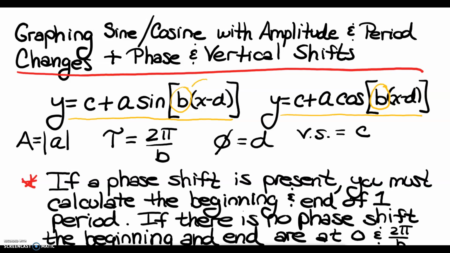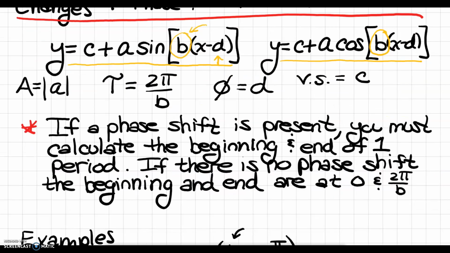And you notice that we factor this b out of x so that we can calculate the correct phase shift. So if your b is not factored out, you need to factor that out before you get started. So also the same type of equation for a cosine function, y equals c plus a cosine of b times x minus d. Again, capital A is going to be your amplitude, and it's the absolute value of little a. Our period tau is 2 pi over b. Our phase shift is d, and our vertical shift is c.